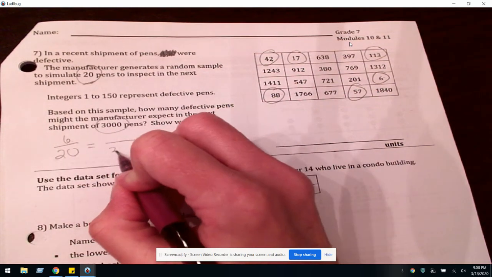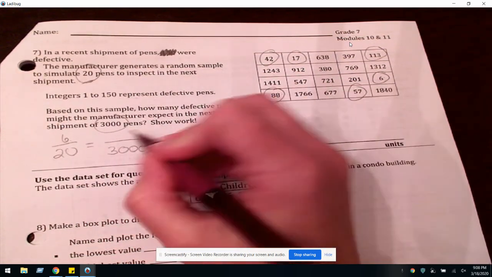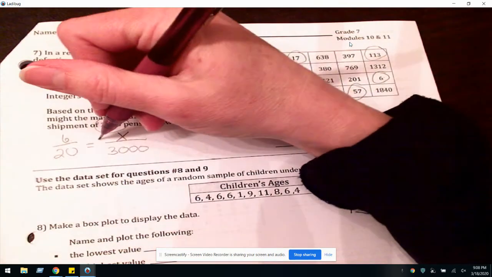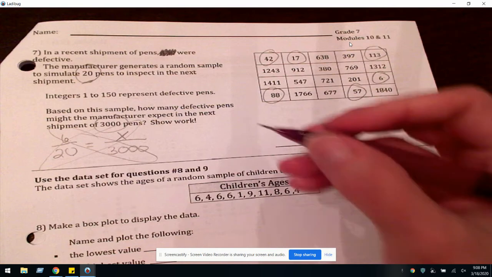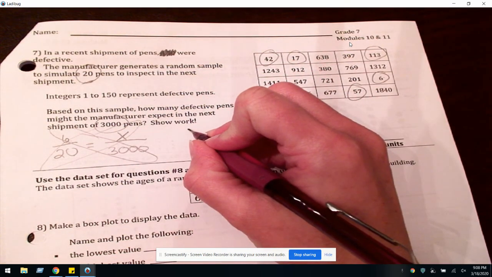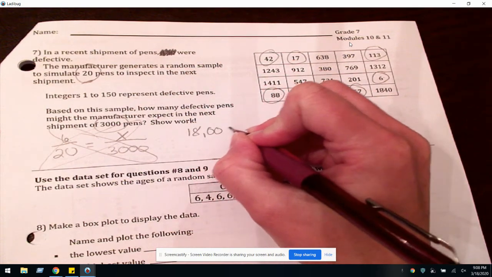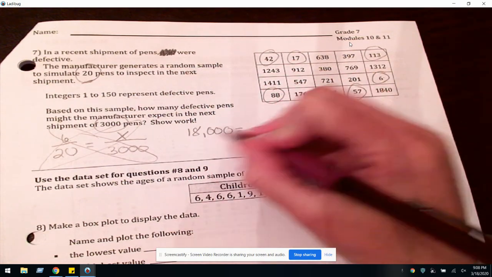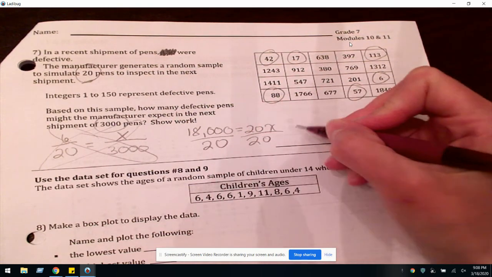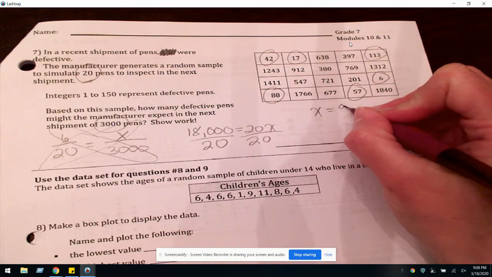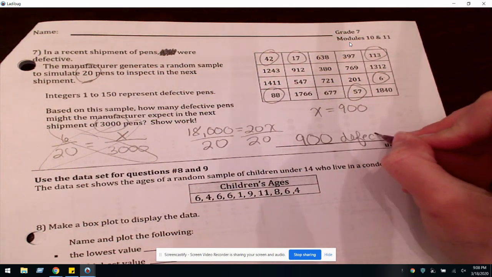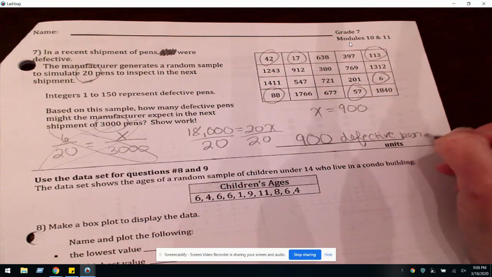So if we know there's 3,000 in the actual shipment, we want to figure out how many we think are going to be defective. So we do our cross multiply thing, right? So 6 times 3,000 is 18,000. And then we have 20x, divide both sides by 20. And x equals 900. So we would expect 900 defective pens.